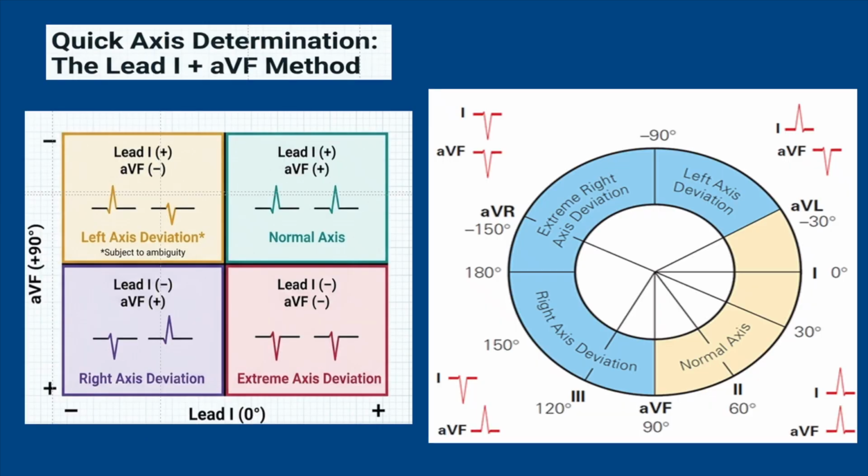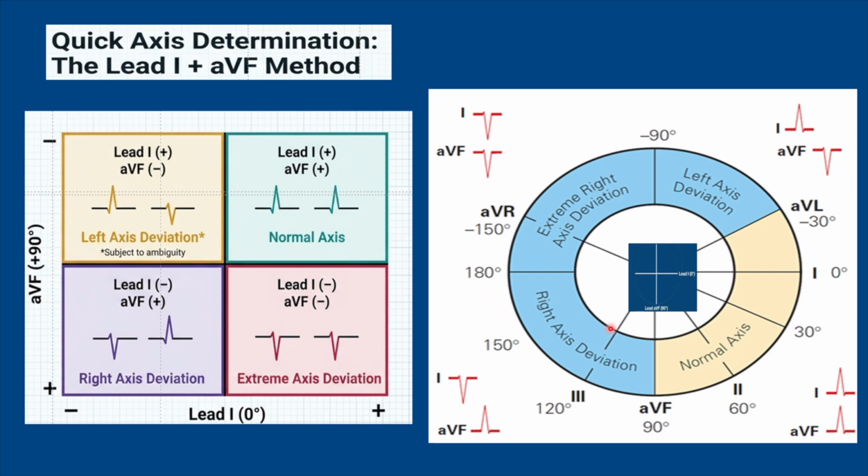How to determine the cardiac axis? I will tell you a very simple method to do it. Look at only two leads, lead 1 and AVF. If we put lead 1 and AVF like this, it will divide this circle into 4 quadrants. This quadrant and the above quadrant here, and this quadrant and this quadrant.